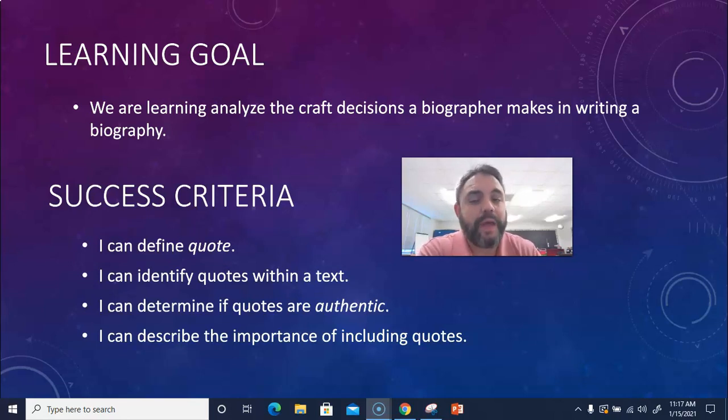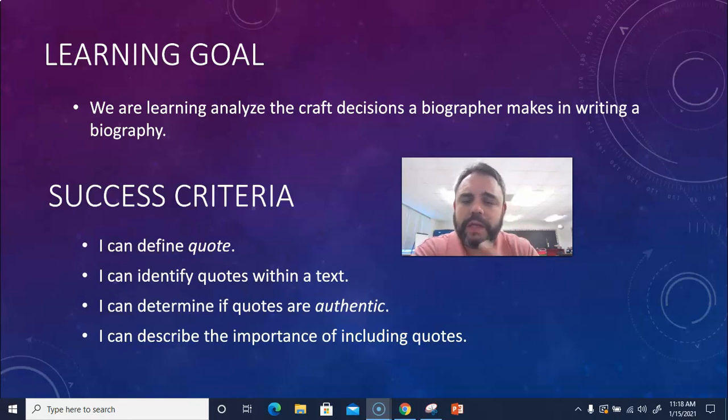All right, with that being said, in order to know that you've met your learning goal, you got to check your learning along the way. Here's our checklist, our success criteria. Four sentences today. I can define quote. I can identify quotes within a text. I can determine if quotes are authentic. And I can describe the importance of including quotes. Okay? You hit those along the way, and I know you guys will be successful in reaching your goal.